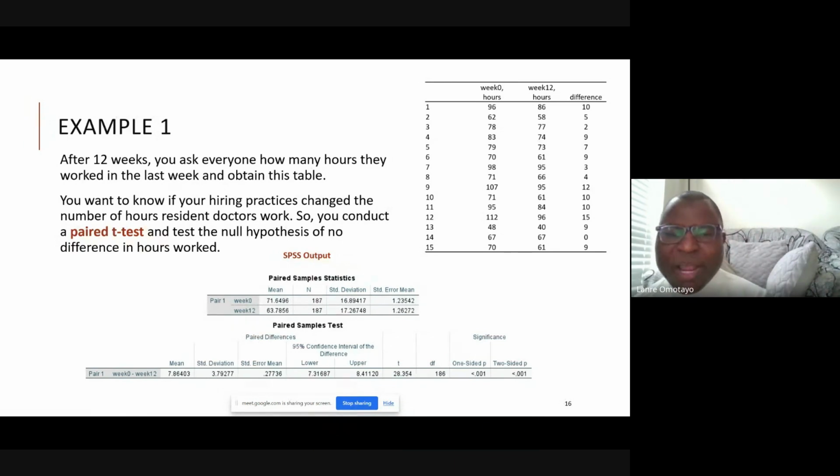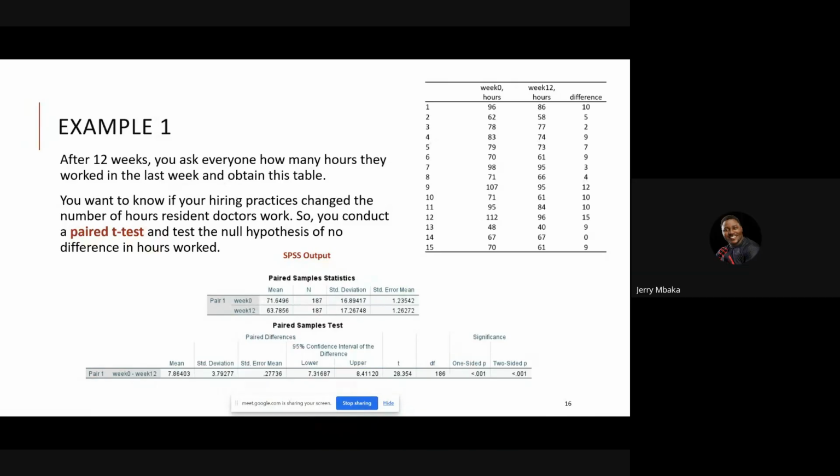Does this mean that people are working more, they are working less, or there's no difference? Somebody should give me an answer. Are they working more? There's no difference. There is a difference, but it's not significant. Okay. But I think they're working less. I think it's significant.